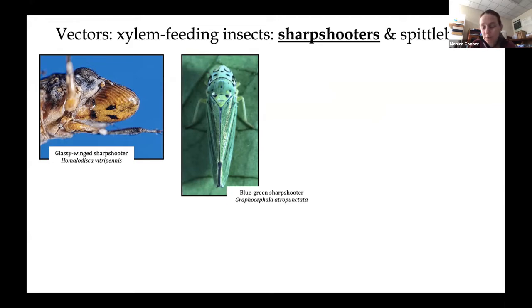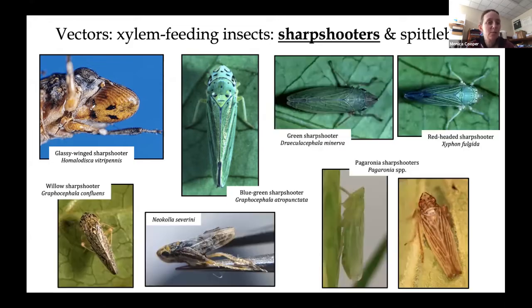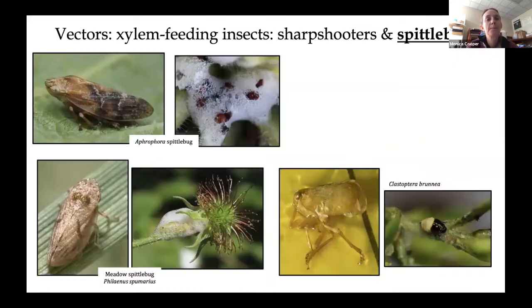Don't let that fool you though, because there are a suite of other vectors, including green and red-headed sharpshooters, 2 species of Pagaronia sharpshooter that we didn't really know that much about before we started some of our long-term monitoring studies, the willow sharpshooter, and then other sharpshooters that are so uncommon that they really don't even have common names.